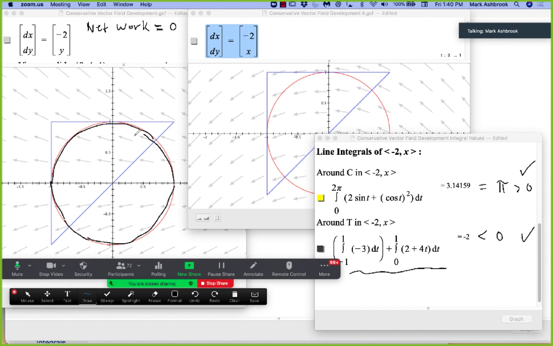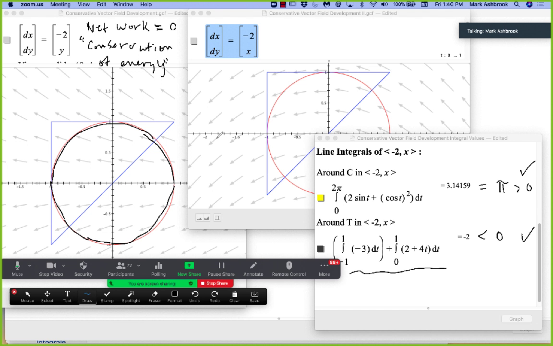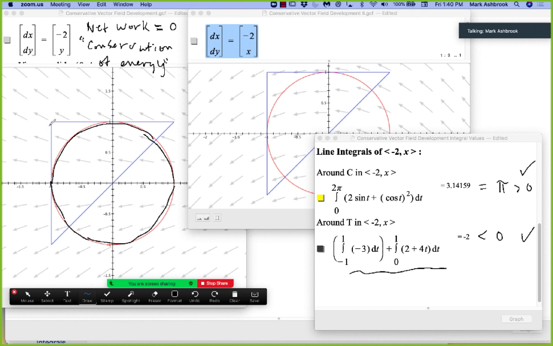And so this is the idea of conservation of energy. Right? The work that the car put into the field is equal and opposite to the work that the field did on the car, or the wind pushed on the car. So you have conservation of energy. It cancels out, right? It's conserved. Energy is conserved. And so that's what happened with the triangular path as well.